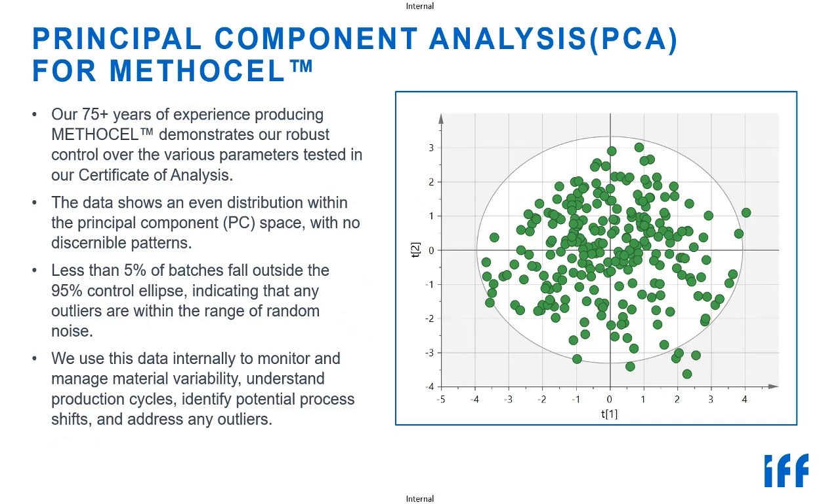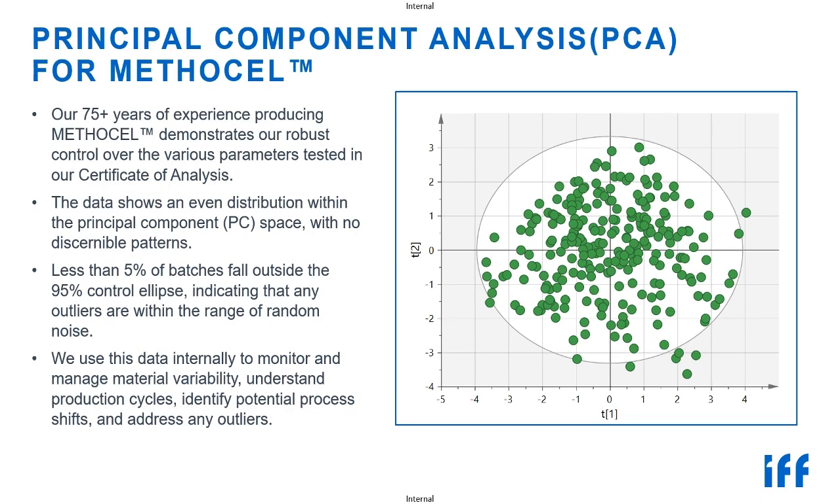Now we have an example here of principal component analysis for one of our products called Methosil. We have over 75 years of experience producing Methosil, and if you look at this PCA graph, we notice that the data is evenly distributed within the PC space, and there's no pattern which we can observe. All batches fall within the 95% control ellipse, and some of the batches which are less than 5% outside of that limit are actually within the range of random noise.